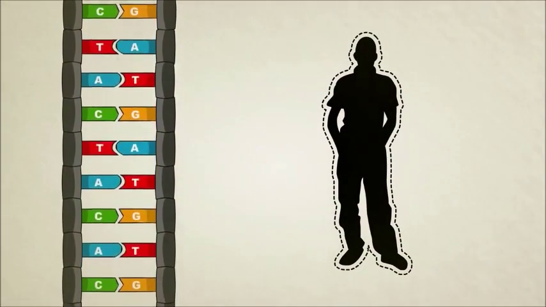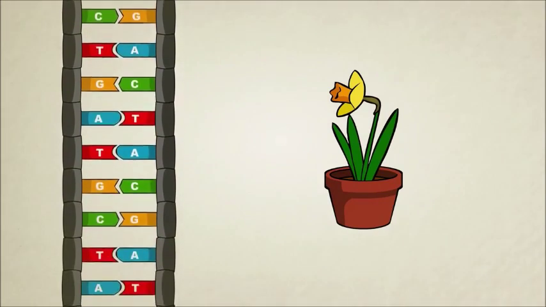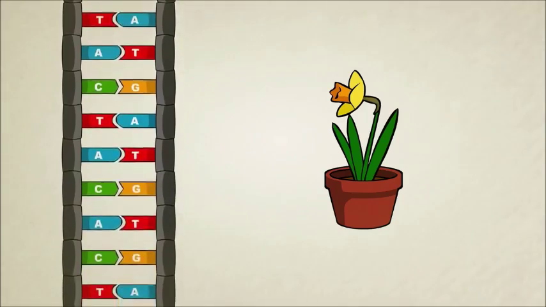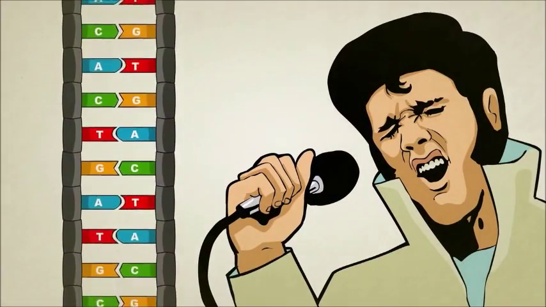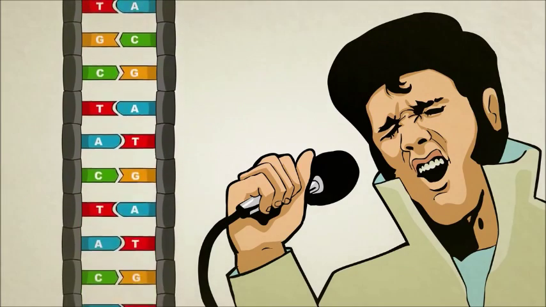The information in your DNA is different than that of, say, a daffodil's DNA, which is why you look and function differently than a daffodil. The information in your DNA is slightly different than that of Elvis Presley, which is one of many reasons you don't look or act quite like he did.